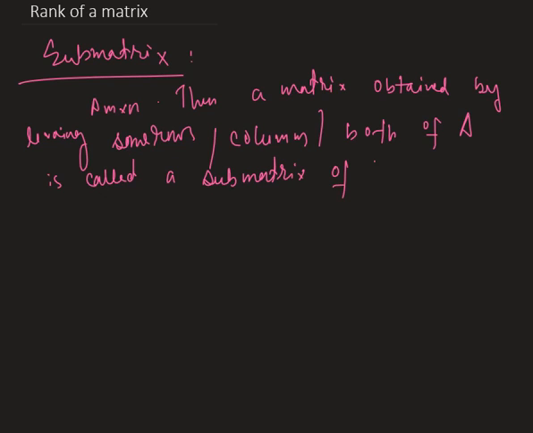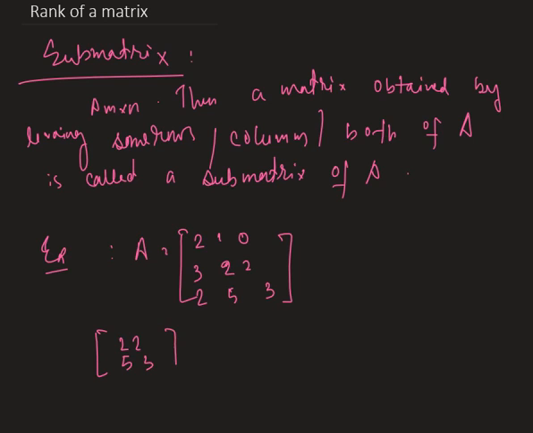A matrix obtained by leaving some rows or columns or both of A is called a submatrix of A. For example, say a matrix A is a 3 cross 3 matrix with elements 2 1 0 3 2 2 2 5 3, and 2 2 5 3 are submatrices.